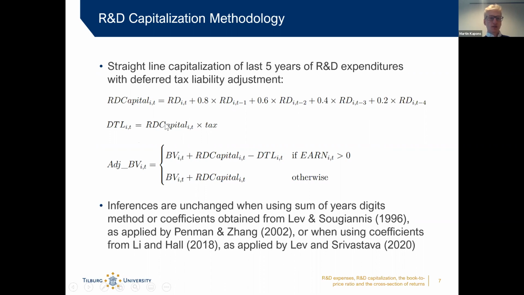And the R&D to price ratio, so the expense portion, would just be this variable scaled by equity market value. And then to construct the adjusted book to price ratio, I would add the capitalization, subtract the deferred tax liability in case of positive earnings, and just add the capitalization to equity book value otherwise.